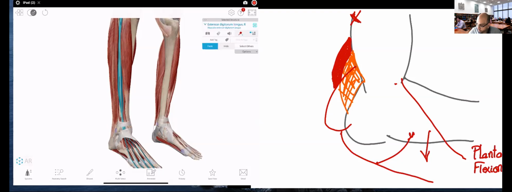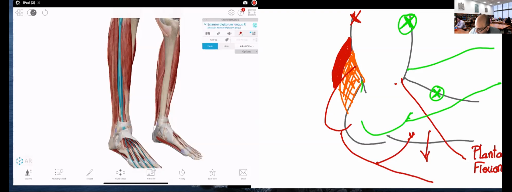How about if I'm located here in the anterior aspect of the leg? So when I pull the foot, the foot is going to be moving upwards like this. So moving the foot upwards is what we call dorsiflexion.